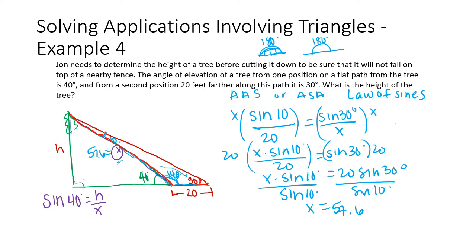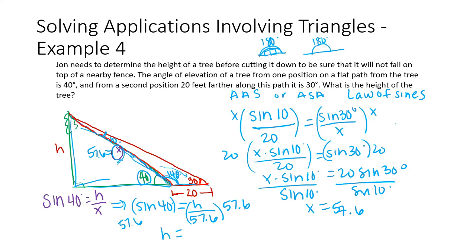So now I have a right triangle where I know the angle, I know the hypotenuse, and now I just have to solve for the side. So the sine of 40 degrees equals the height divided by the hypotenuse. Multiply both sides by 57.6. And I get that the height of that tree is about 37 feet.